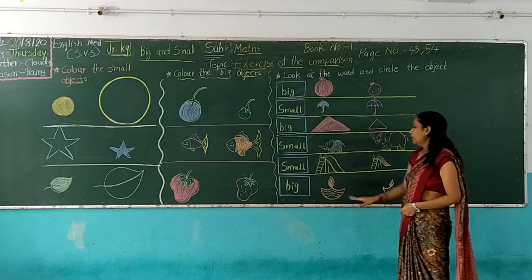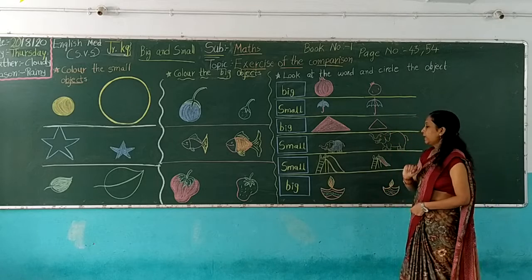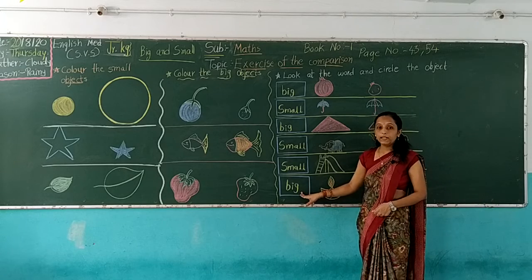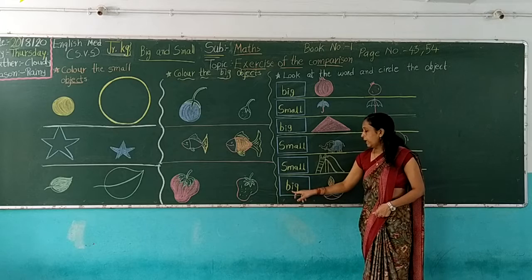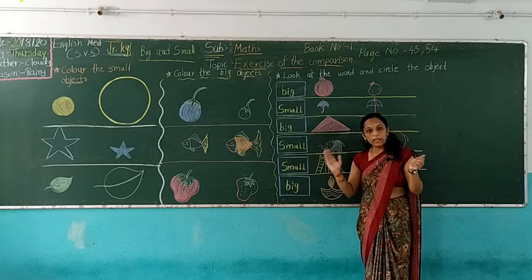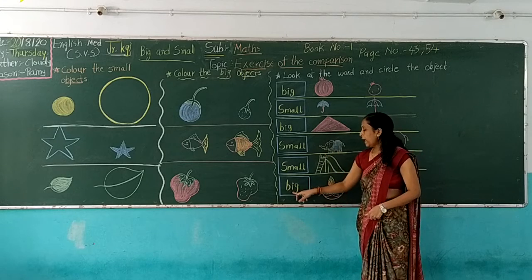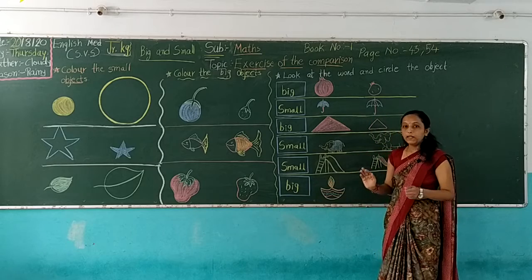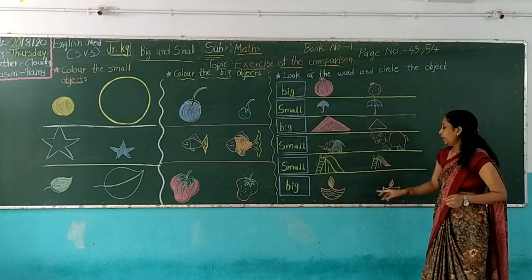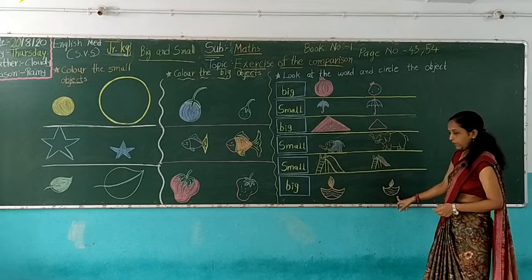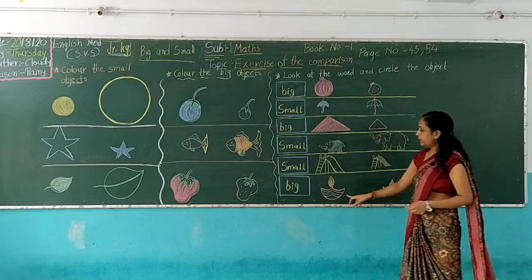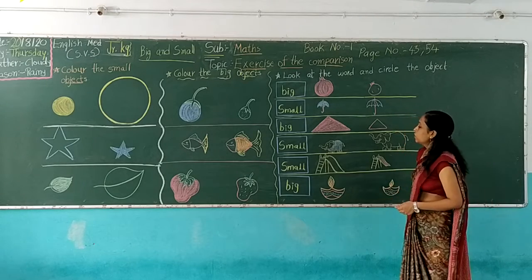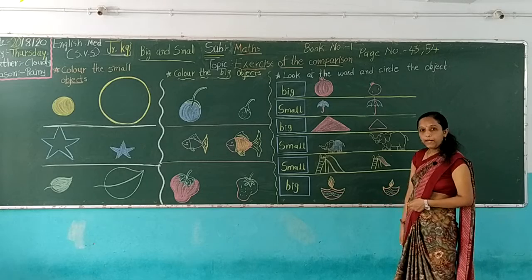And here I drew two deer. And which word is written here? B-I-G, big. Big means bada. So which deer is big? This? No. This? Yes. So color only the big deer.